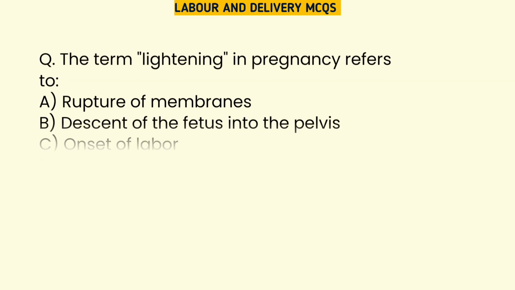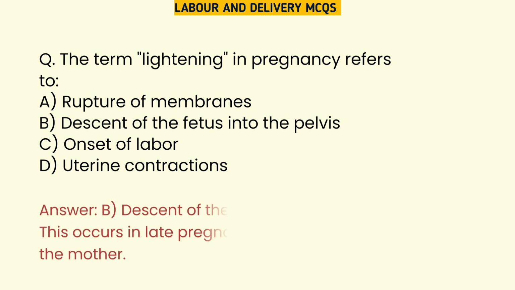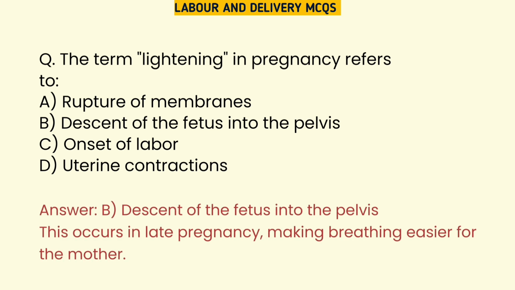Next question. The term lightening in pregnancy refers to. Correct answer is B. Descent of the fetus into the pelvis. This occurs in late pregnancy, making breathing easier for the mother.